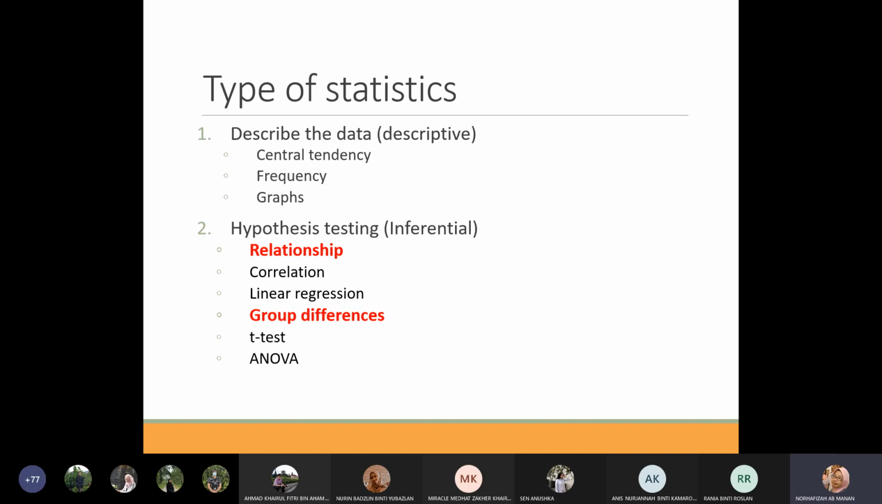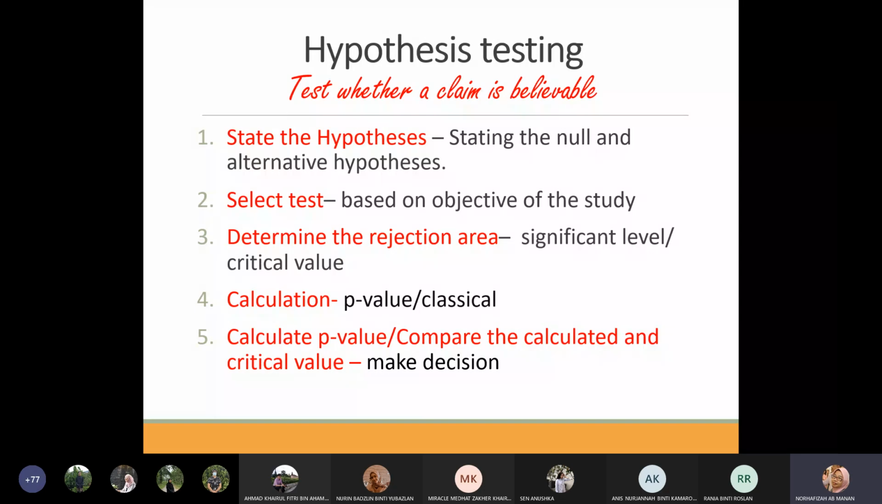you have learned before. So basically, if you want to see the relationship between variables, you can use correlation or linear regression if the data is numerical. If the data is categorical, you can use chi-square for relationship. For the differences of mean, you can use t-test or ANOVA. And for t-test, we have two: independent t-test and paired t-test. These steps you have learned before.